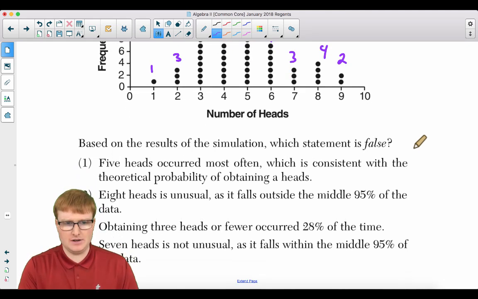So, let's go ahead and figure this out. So, it says, based on the results of the simulation, which statement's false? Choice 1 says 5 heads occurred most often, which is consistent with the theoretical probability of obtaining a head. Or heads.